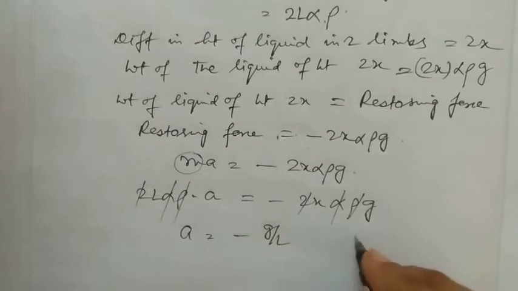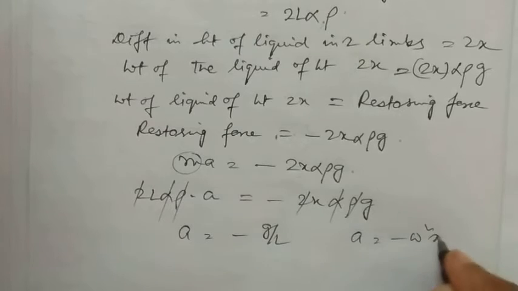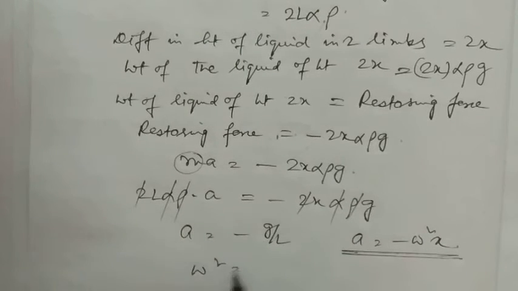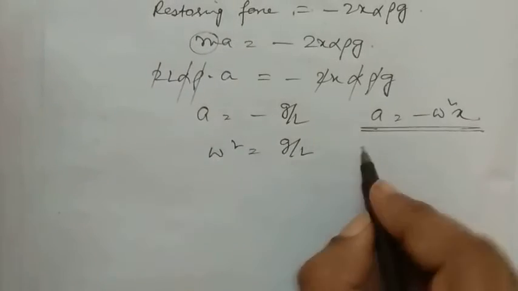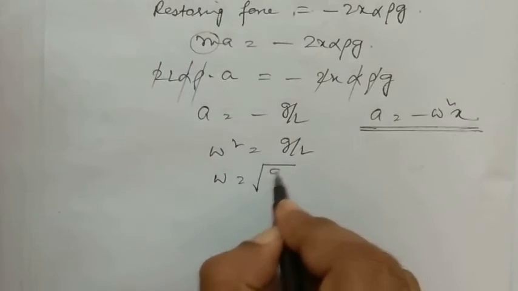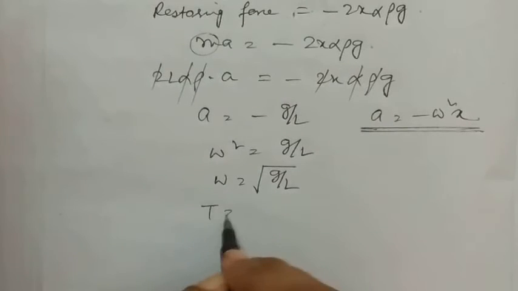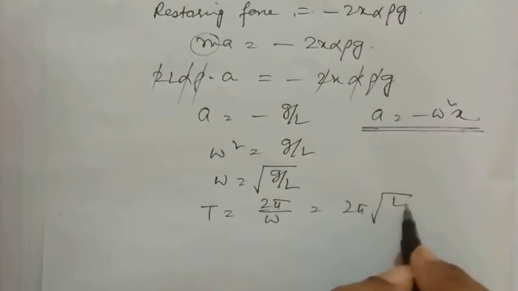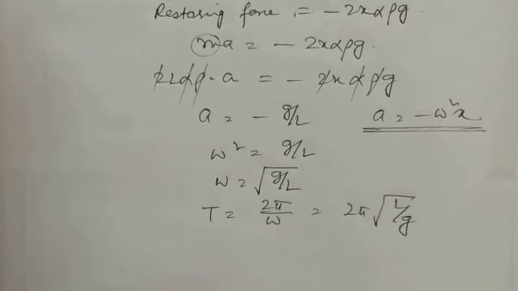If we compare this with a equal to minus omega square x for simple harmonic motion, we get omega square equal to g by L. Again, omega is equal to square root of g by L. Therefore, T equals 2 pi by omega, equal to 2 pi root over L by g. So the time period of this motion is 2 pi root over L by g, a formula similar to that of a simple pendulum.